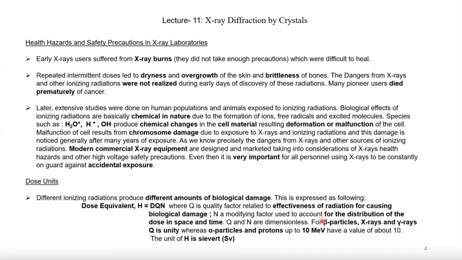For example, for beta particles, X-rays and gamma rays, Q is unity. Whereas alpha particles and protons up to 10 million electron volt have a value of about 10. And the unit of H is Sv, with capital S, lowercase v.